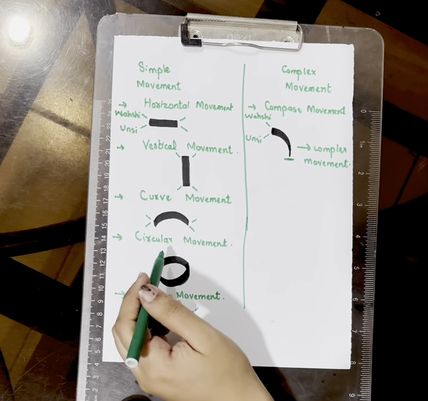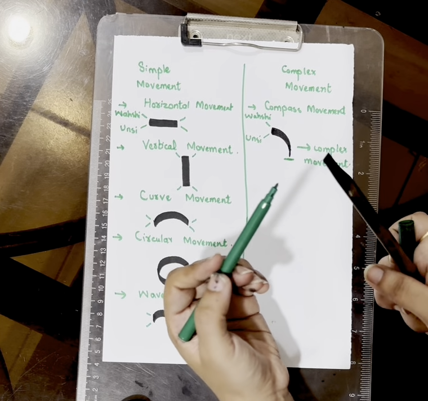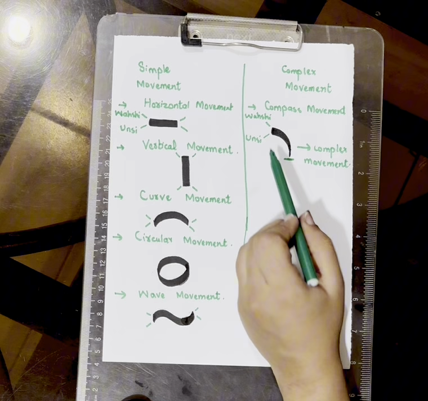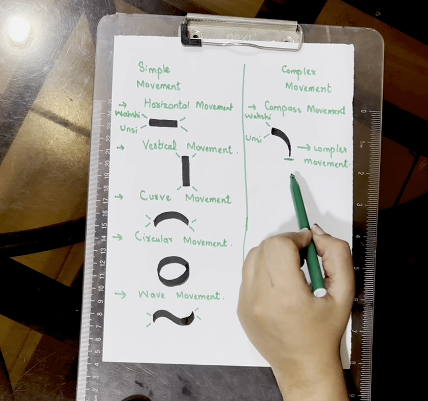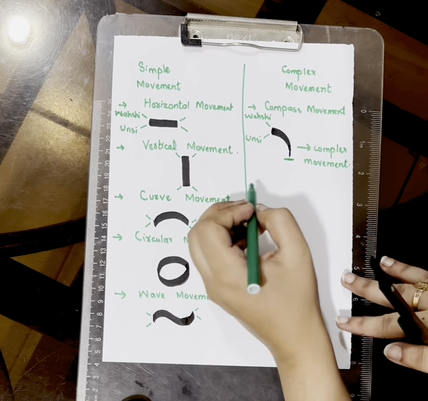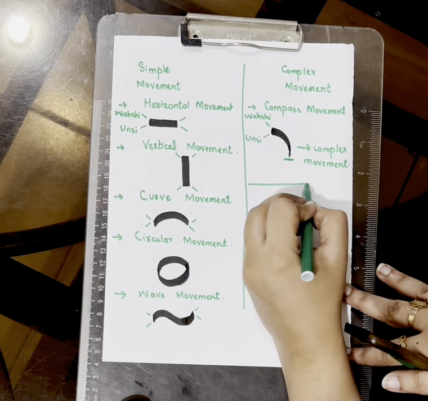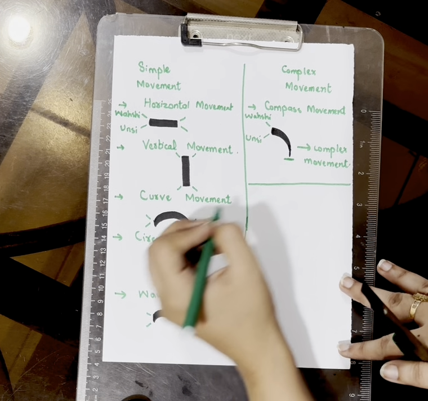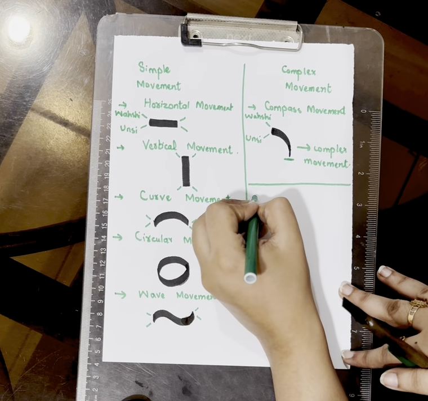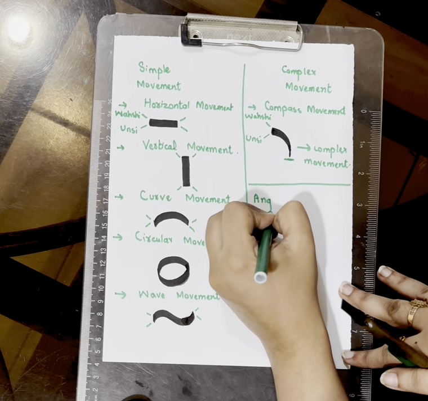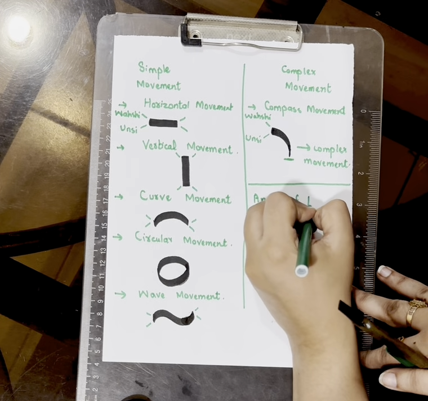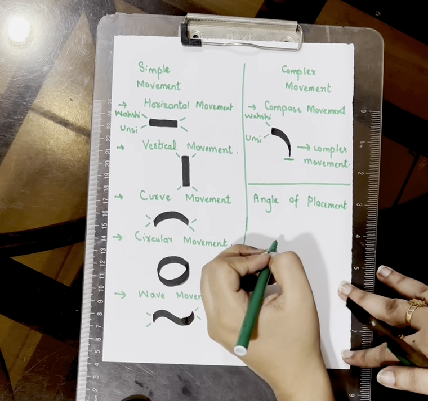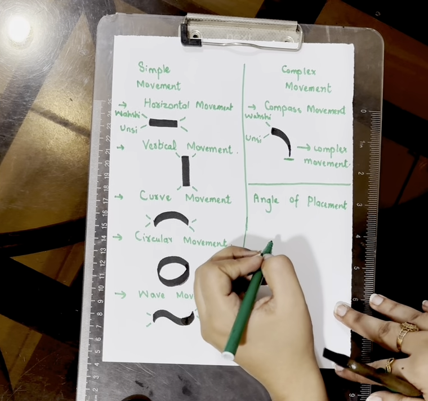But in the simple movement, you can easily differentiate the both sides of the kalam. And in complex movement, you cannot easily differentiate the both sides of the kalam. Got it, the difference? Now there are two types of the angles. There are two types of angles of the kalam writing. One is angle of placement. And the other one is angle of movement.